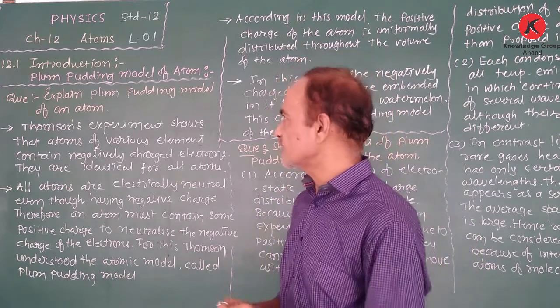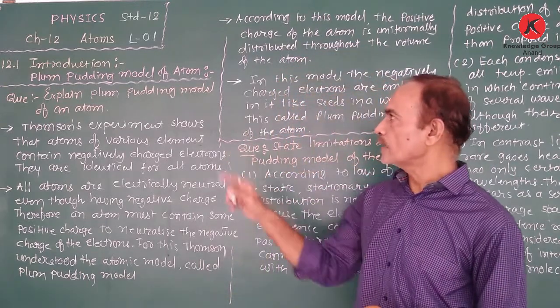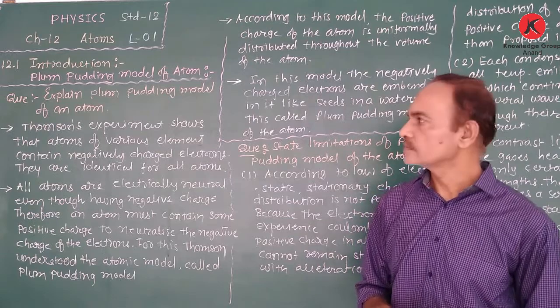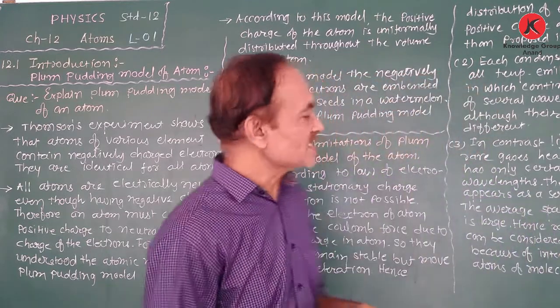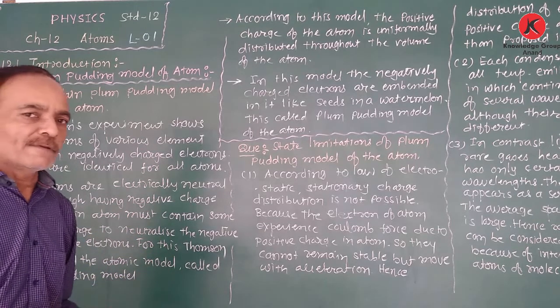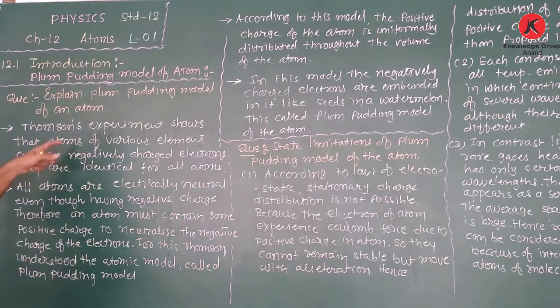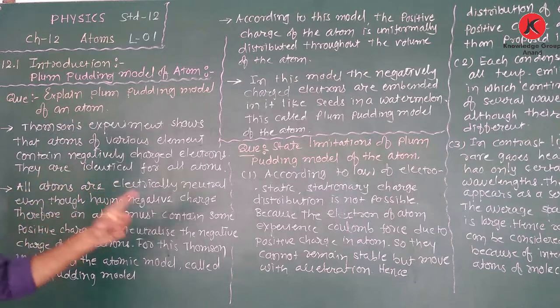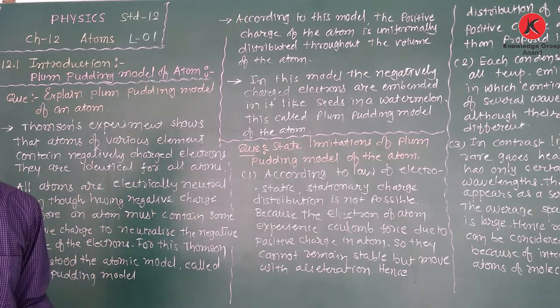So, the first question is: explain the Plum pudding model of an atom. Thomson's experiment shows that the atoms of the various elements contain negatively charged electrons. Thomson performed the experiment and explained that the atoms of the various elements contain negatively charged electrons, and they are identical for all atoms.